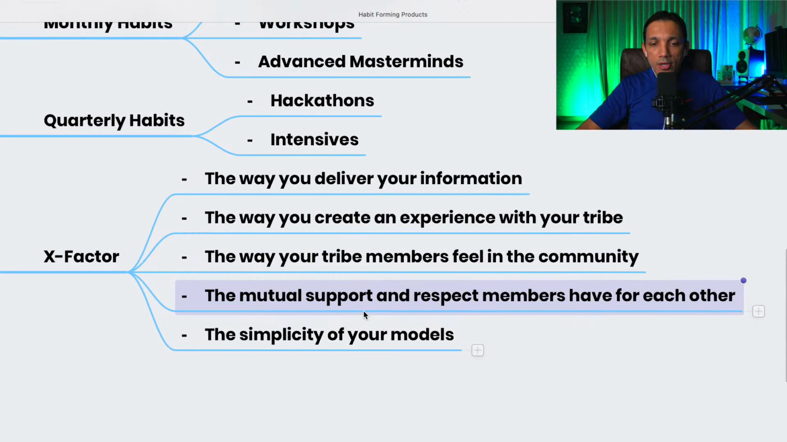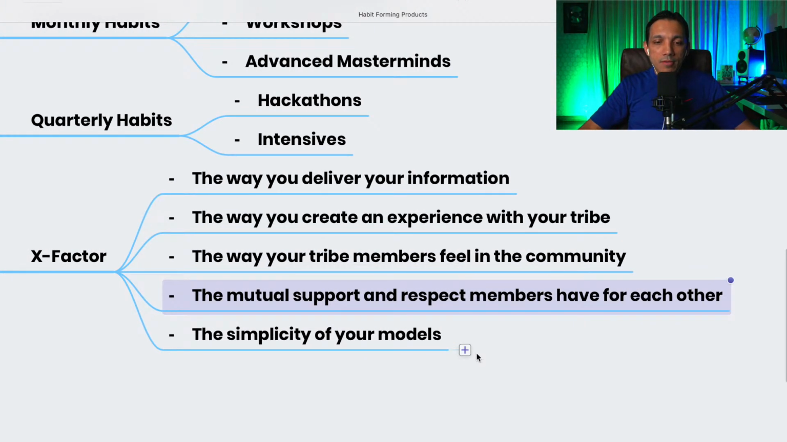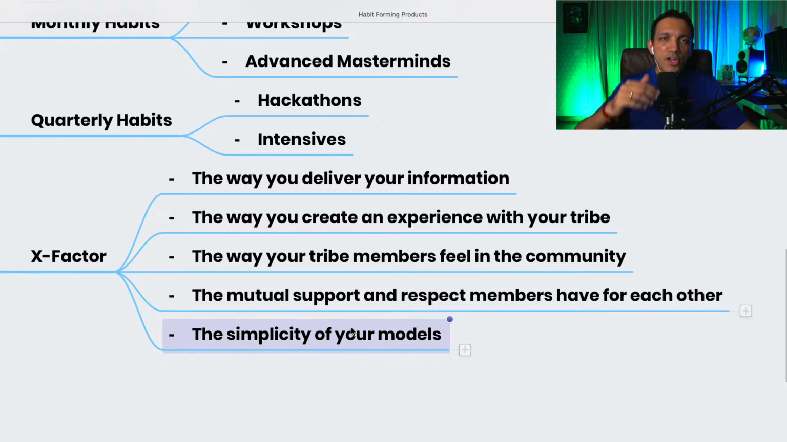The mutual support and respect that they have for each other. Okay, mutual support and respect the members have for each other. And the simplicity of your models. The simpler you can make your models for your students, the better it is for them, because the lesser the resistance, the more the output that you'll actually see in terms of them taking action, in terms of them getting results, whatever may be the results. It's the income result, health result, or a relationship result, or whichever area that you're working on. Okay.